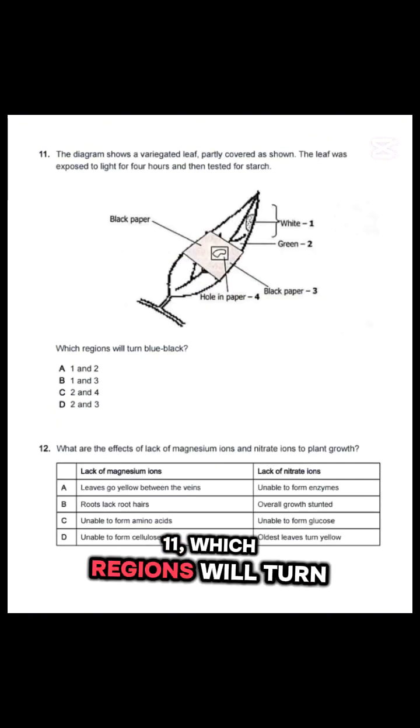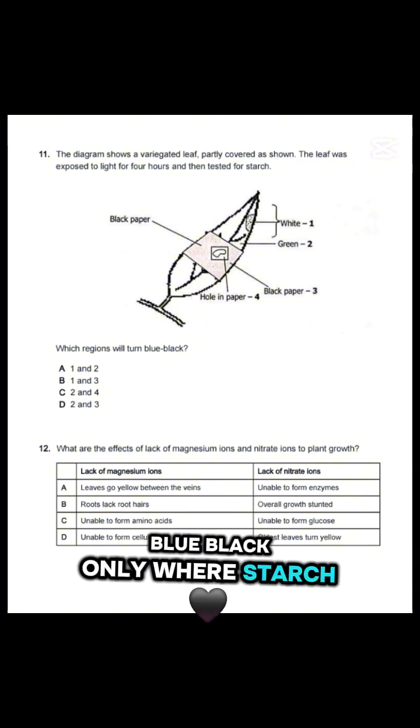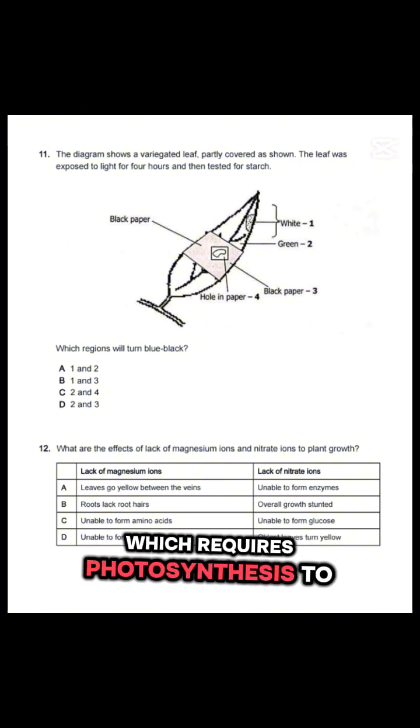11. Which regions will turn blue-black? Correct answer, C, 2 and 4. Explanation and reasoning: the iodine test turns blue-black only where starch is present, which requires photosynthesis to have occurred.